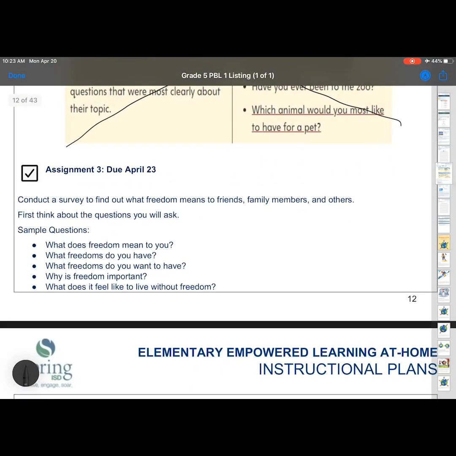Okay, assignment 3 due April 23rd. Why is it assignment 3? Well, the poster or speech is assignment 1. The main idea and details is assignment 2. And this is assignment 3. And this one is due this week by Friday, I believe.